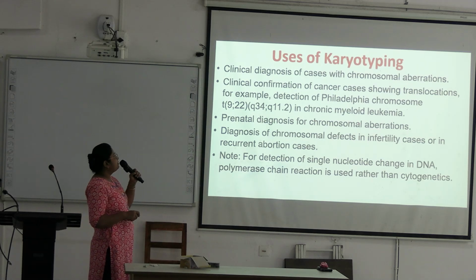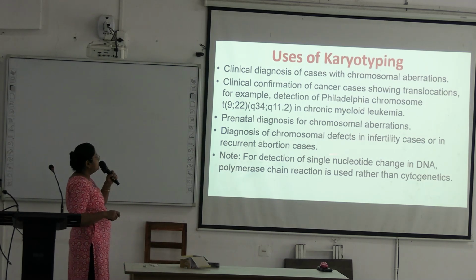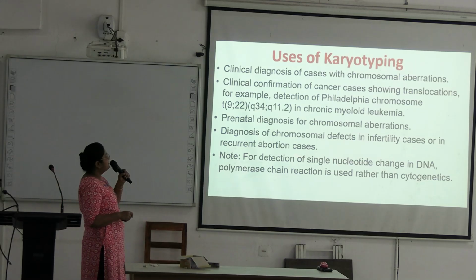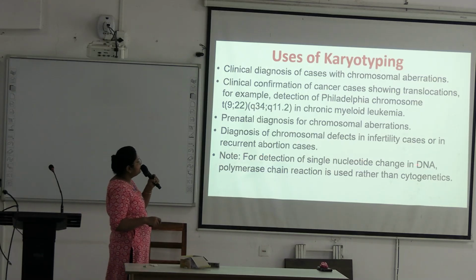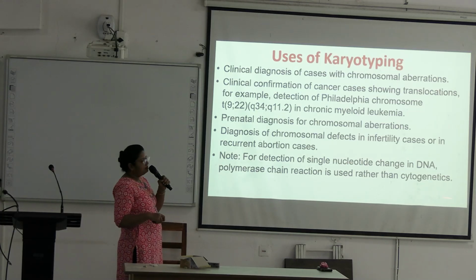Prenatal diagnosis for chromosomal aberrations. Diagnosis of chromosomal defects in infertility cases or in recurrent abortion cases. And for detection of a single nucleotide change in DNA, PCR, polymerase chain reaction, is used rather than cytogenetics.